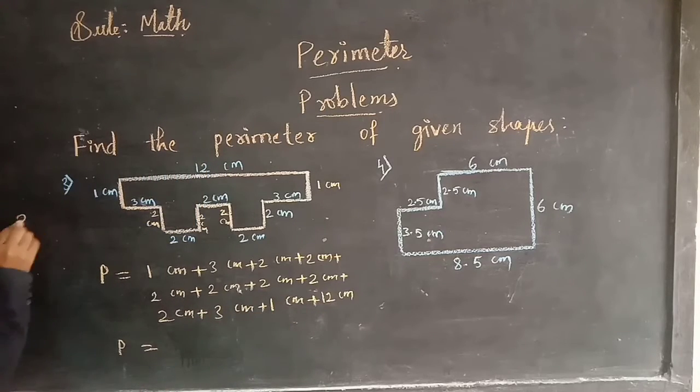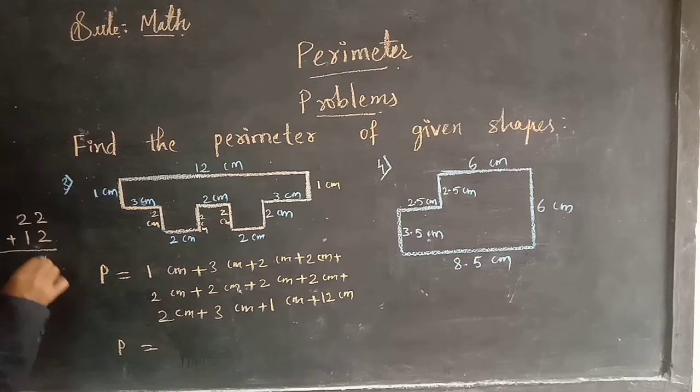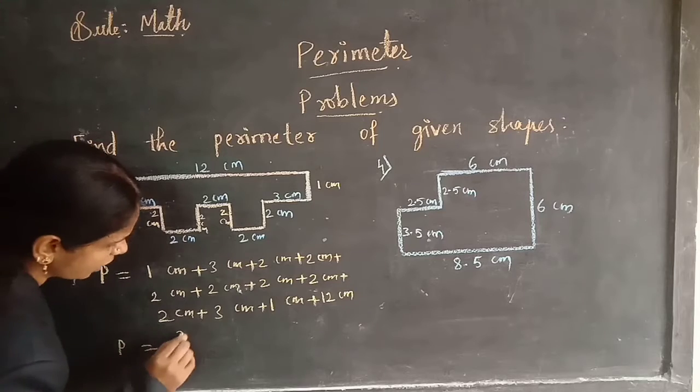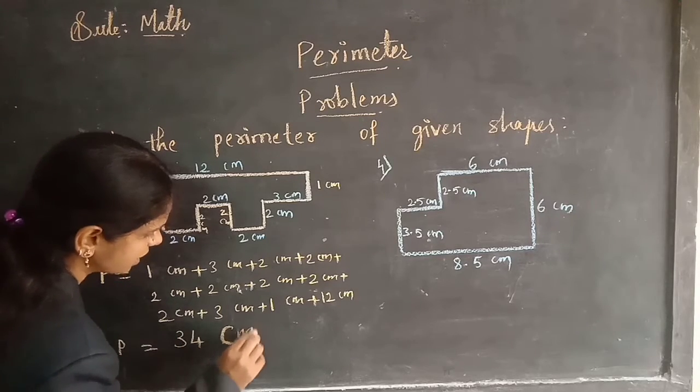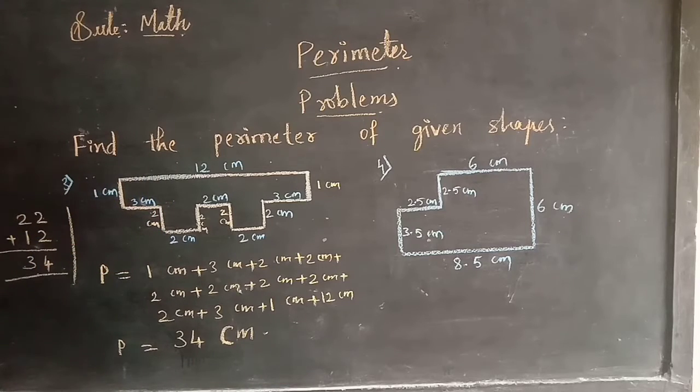So here I am adding 22 plus 12. So 2 plus 2, 4. 2 plus 1, 3. So 34. So the given shape's perimeter is 34 centimeters.